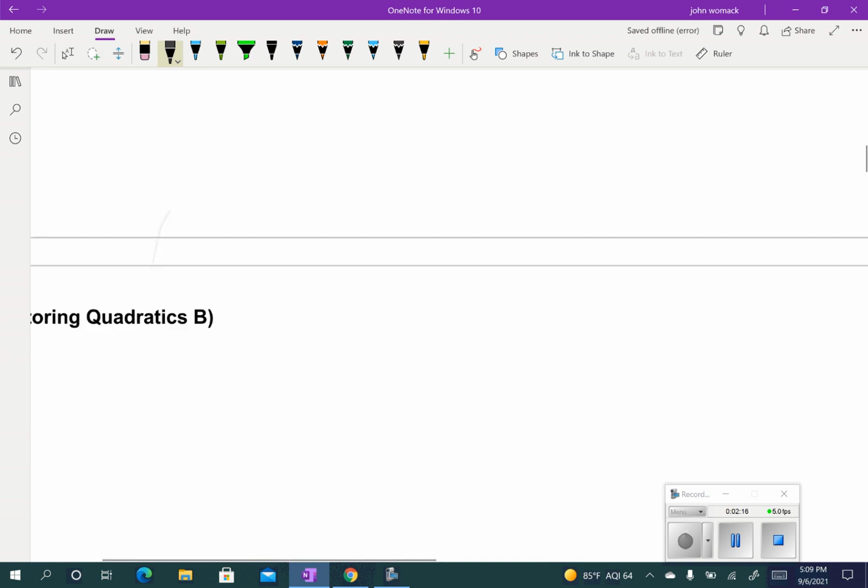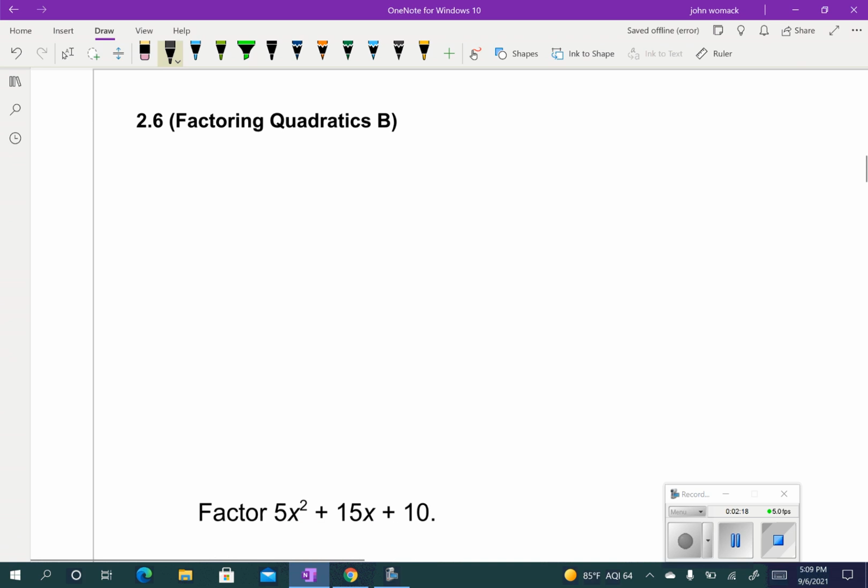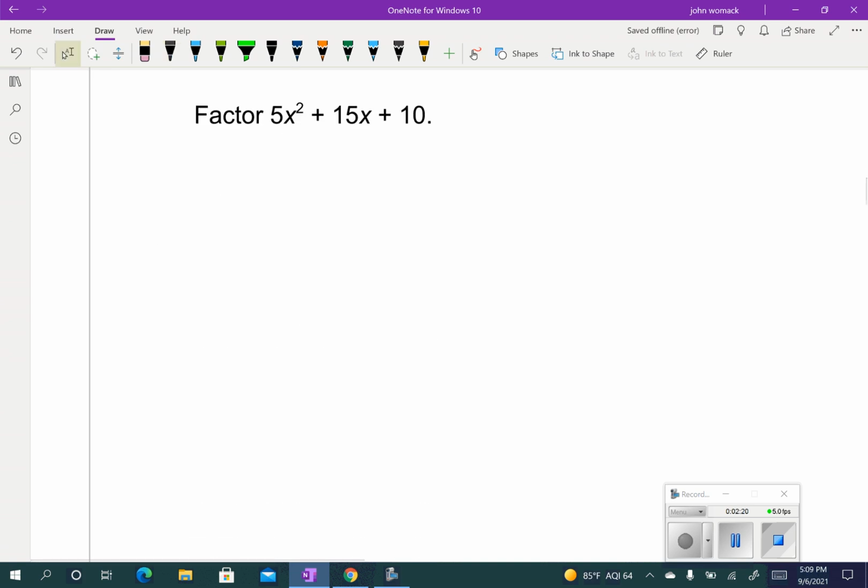Here is a quick example. So we want to factor 5x squared plus 15x plus 10. So you notice that leading coefficient is not 1, it's a 5. So there's two approaches to these types of problems. The first one is to check for a common factor. So that's what I'm going to do first, and it works on this one.